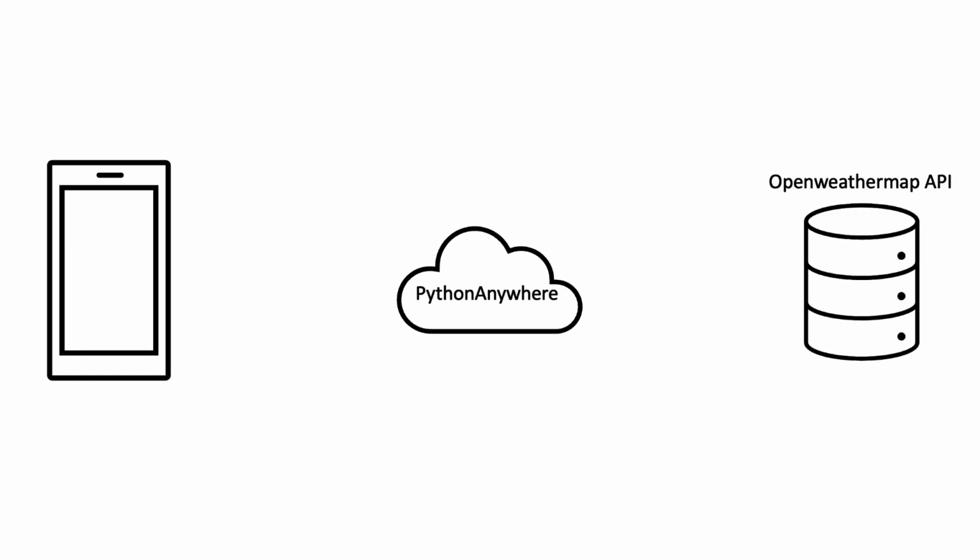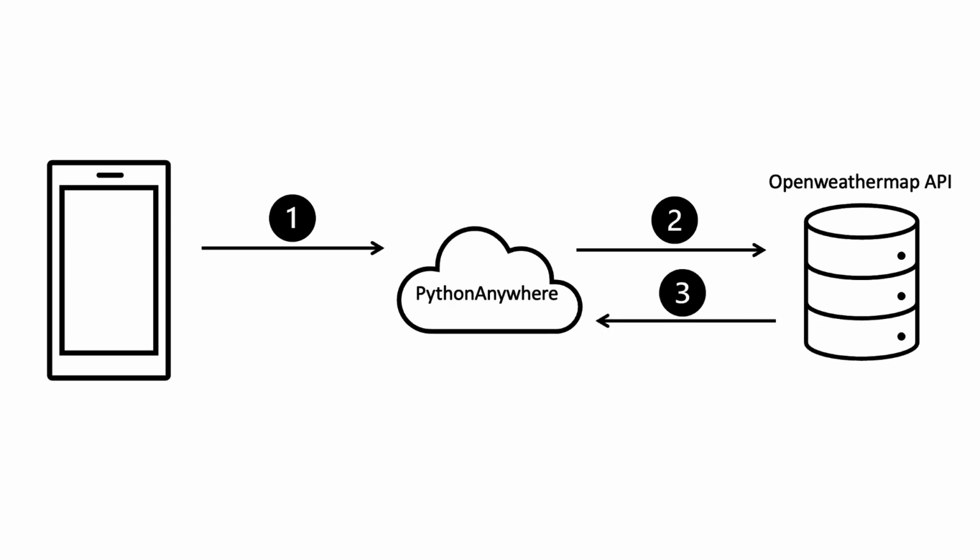First, we have our application on the device. And then we have our backend PythonAnywhere, and then we have our weather API. First, we are going to enter a city name and click on the button. The request goes to the backend, and the backend is going to request the weather for that city from the API. Next, the weather condition is returned to the backend, and then the backend is going to send it back to the device and the application displays the weather condition.